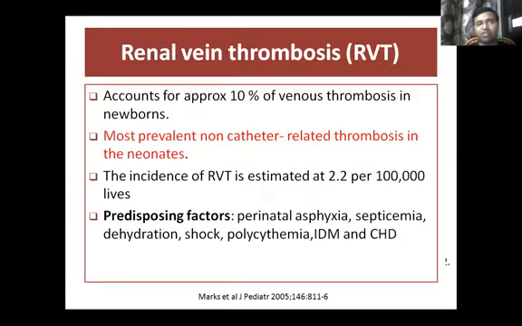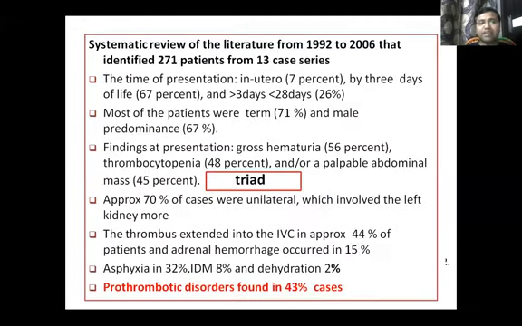Renal vein thrombosis accounts for approximately 10% and is the most prevalent of the non-catheter related incidents, at 2 per 1 lakh population. Predisposing factors, as I already told, are sepsis, shock, polycythemia, infant of diabetic mother, CHD, and perinatal asphyxia. One study looked at 271 patients from 13 case series.